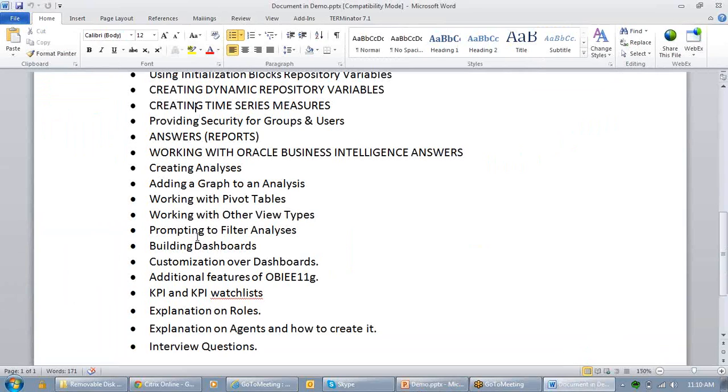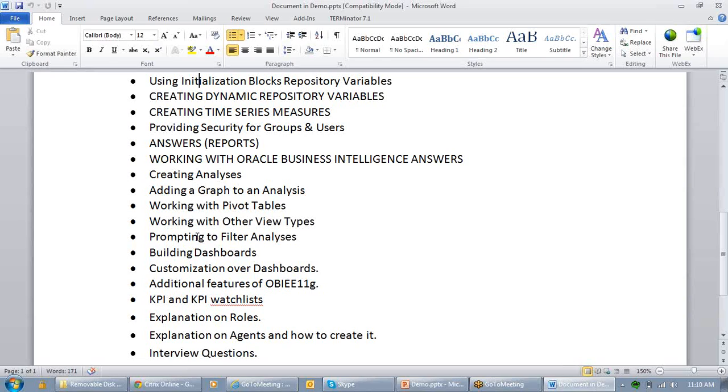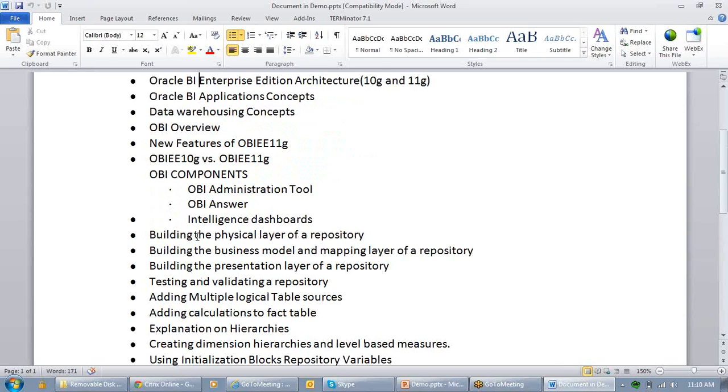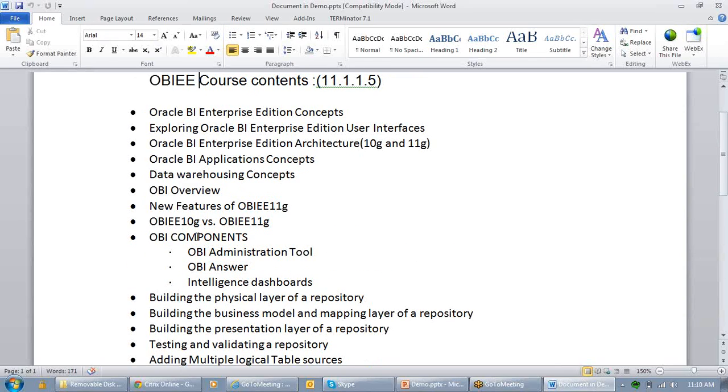Coming to the market, we have a lot of openings for OBIEE: Microsoft, Cognizant, TCS, Infosys, even Oracle. Coming to Mumbai, we have a lot of positions from the Mumbai perspective. Mahindra Satyam, even.